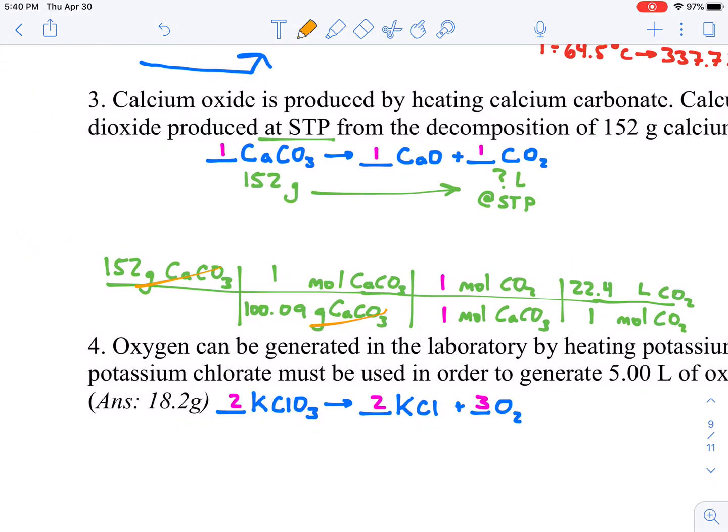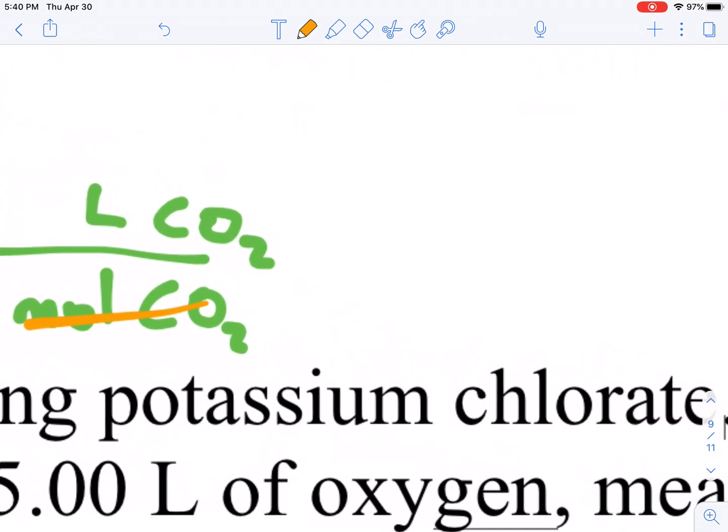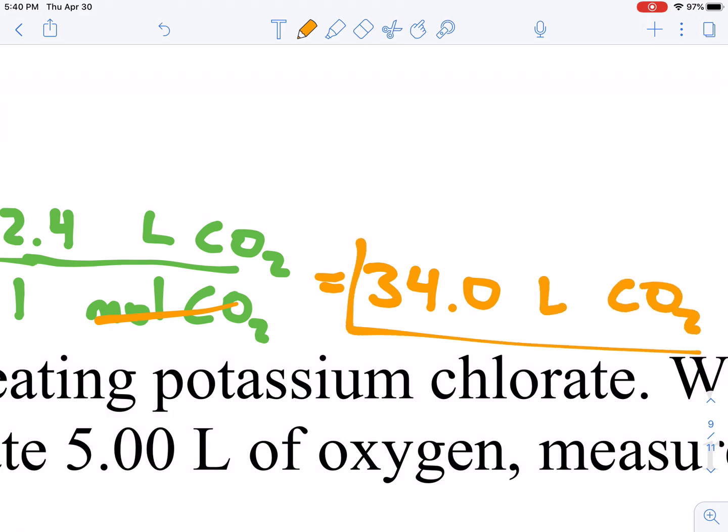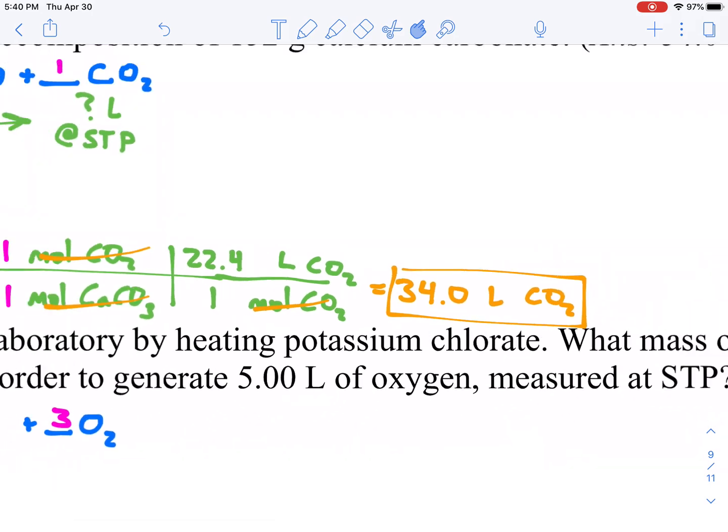Notice that grams of calcium carbonate cancel, moles of calcium carbonate cancel, moles of carbon dioxide cancel. At the end of the day, when you do this math, you will want 3 sig figs, and you will get 34.0 liters of CO2 from this reaction.